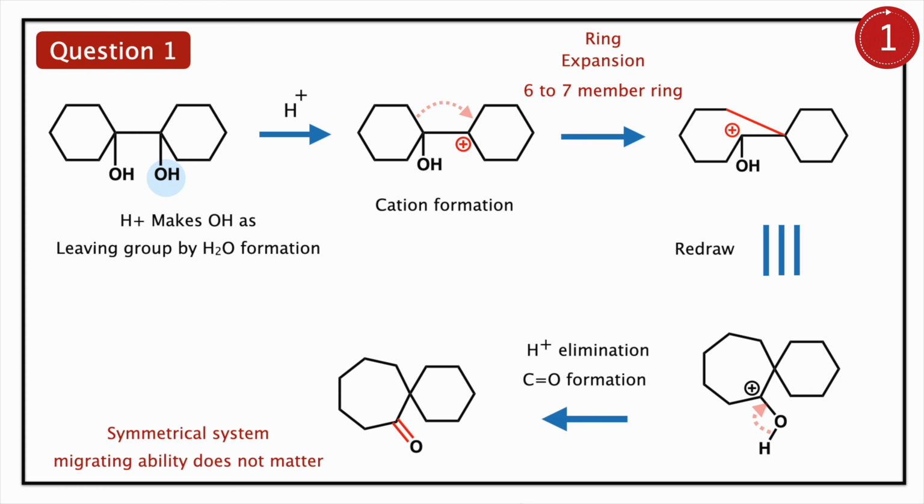If you redraw nicely, you can clearly see it is a spiro system. Here the cation forms near the alcohol, so H eliminates and it is quenched as a ketone. Here you should not worry about the migrating group because the system is symmetrical, both sides have the same migrating group, so you end up with the same product.